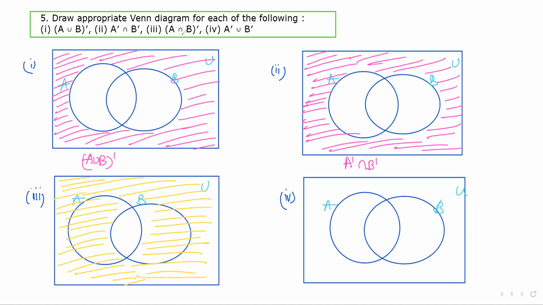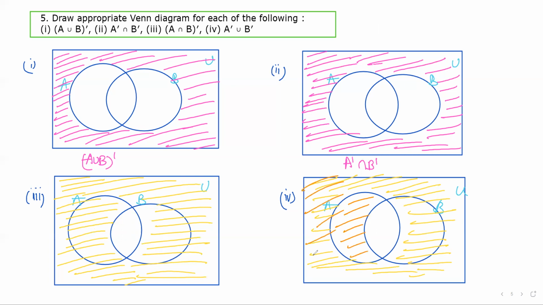Next, A dash union B dash. So A dash, again, anything but A region, which is this outside region, B's region, which is not part of A. Union B dash. So let's draw B dash. B dash should be anything but B region, which is this region and the outside region.